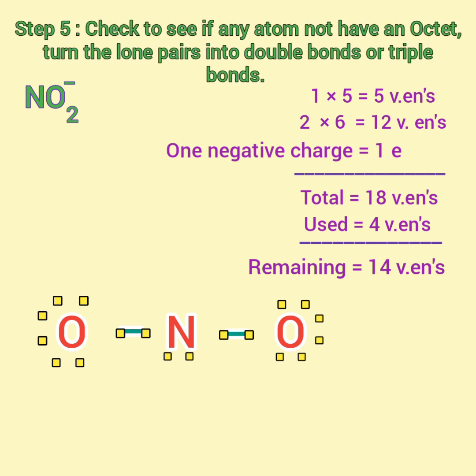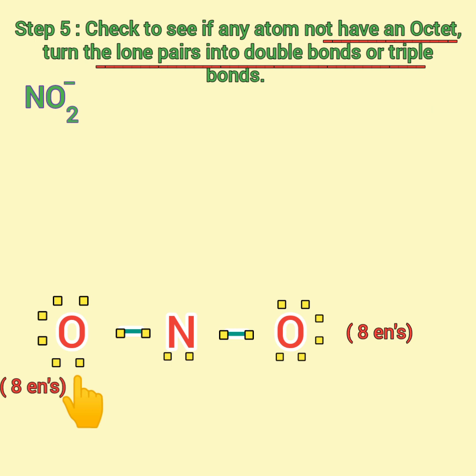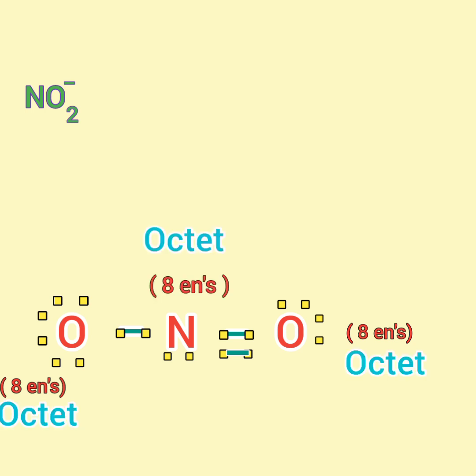Step 5. Check to see if any atom does not have an octet or duet. Turn the lone pairs into double or triple bonds to give every atom an octet. Here in the NO2 minus molecule, both oxygen atoms have a stable octet of 8 electrons, but the central nitrogen only has 6 electrons. In order for the central nitrogen atom to get an octet, turn a lone pair of any one oxygen atom into a double bond. Now all of our atoms have a stable octet of 8 electrons.